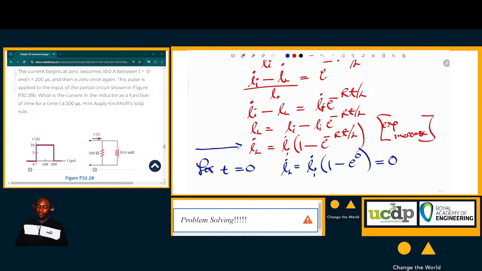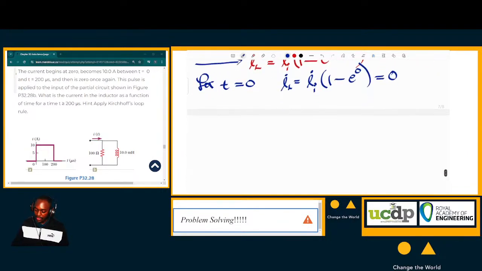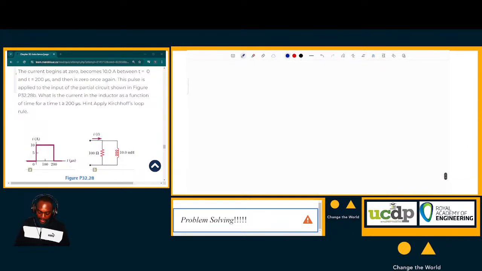Okay, so we've looked at for t less than 0, the current through the inductor is 0. For t equal to 0, our current through the inductor will be still 0. So which means that we'll start to have a current flowing through the inductor after t equals to 0. So this was for t equals to 0. Now, how about for this case now?